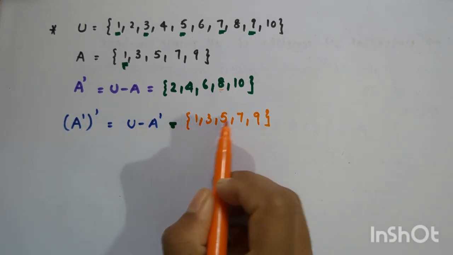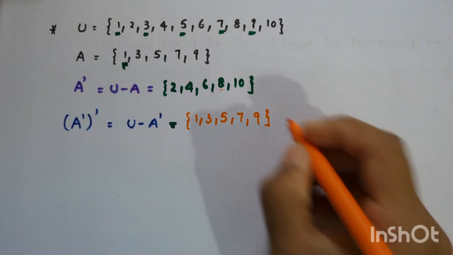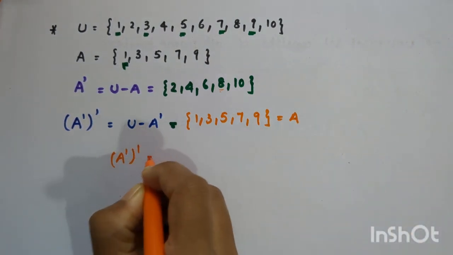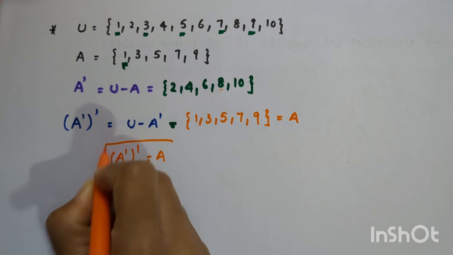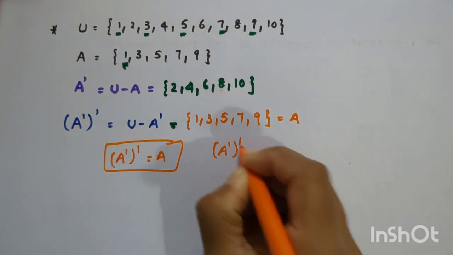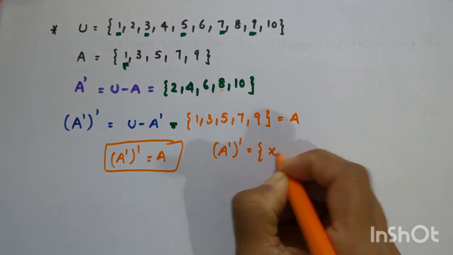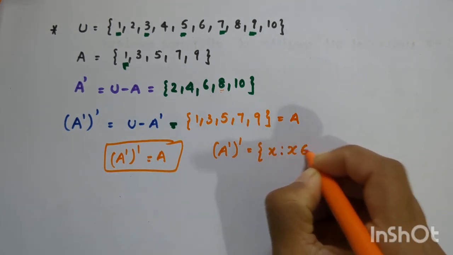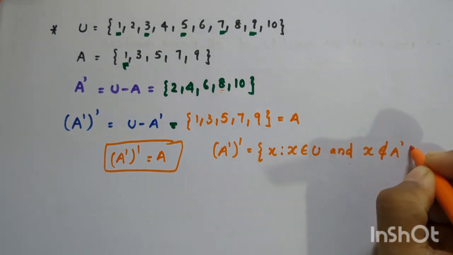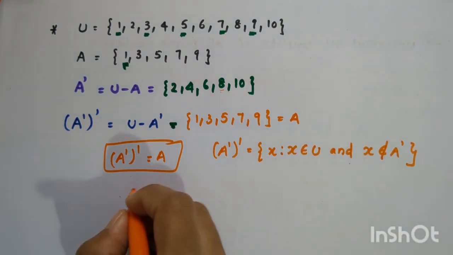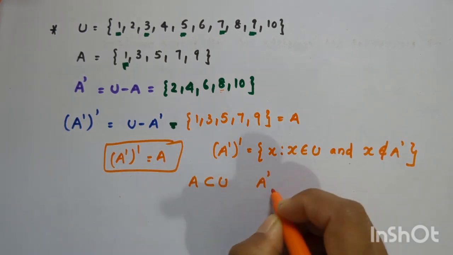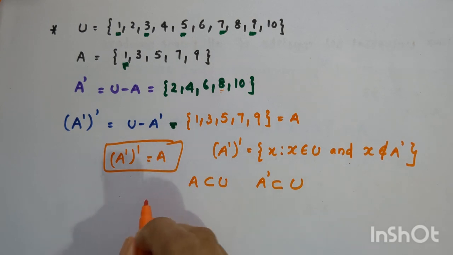Now you see 1, 3, 5, 7, 9. This set is actually what? This is set A. That is, we can write A complement all complement is equal to A. This is an important result. That is, A complement all complement is the set of all x such that x belongs to U and x does not belong to A complement. And here you see A is a subset of U, and A complement is also a subset of U.